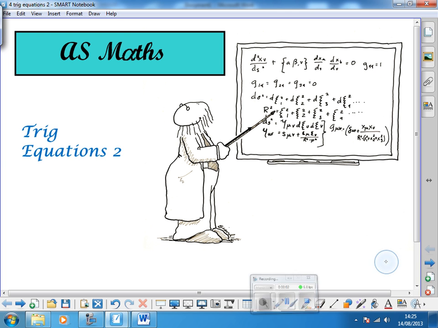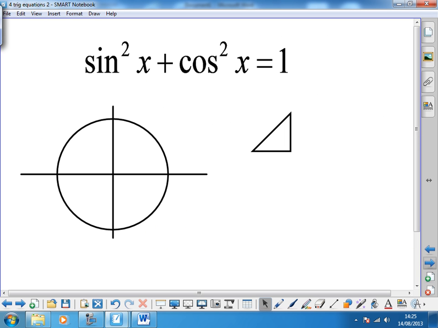So, we've got used to doing the trig equations, obviously. This is A-level maths, we're going to make it much harder. So, we're going to learn a couple of equations. So, this is a nice equation.